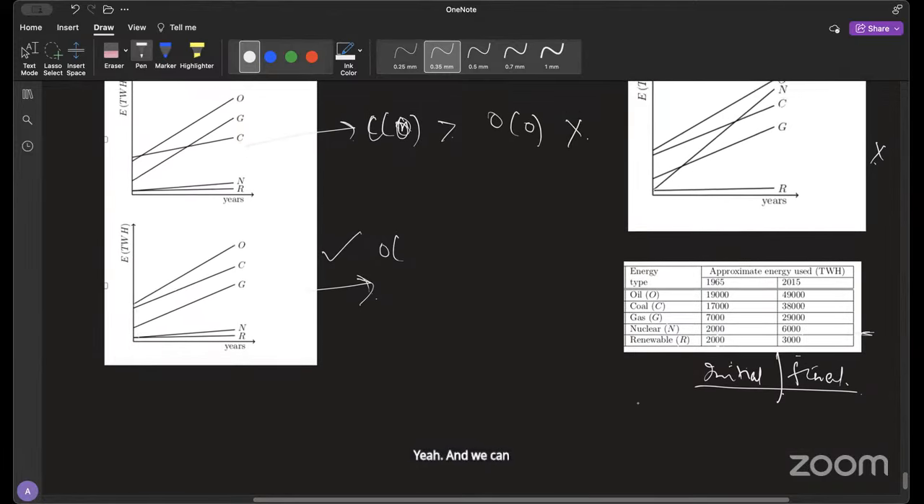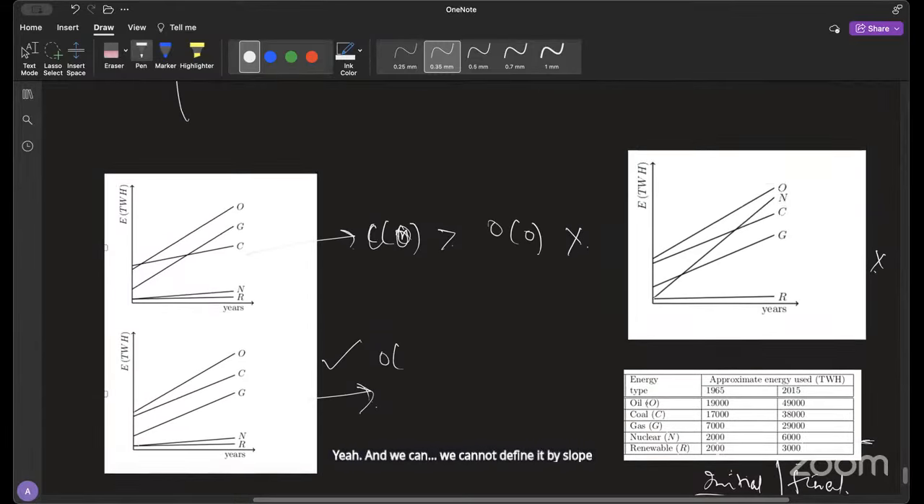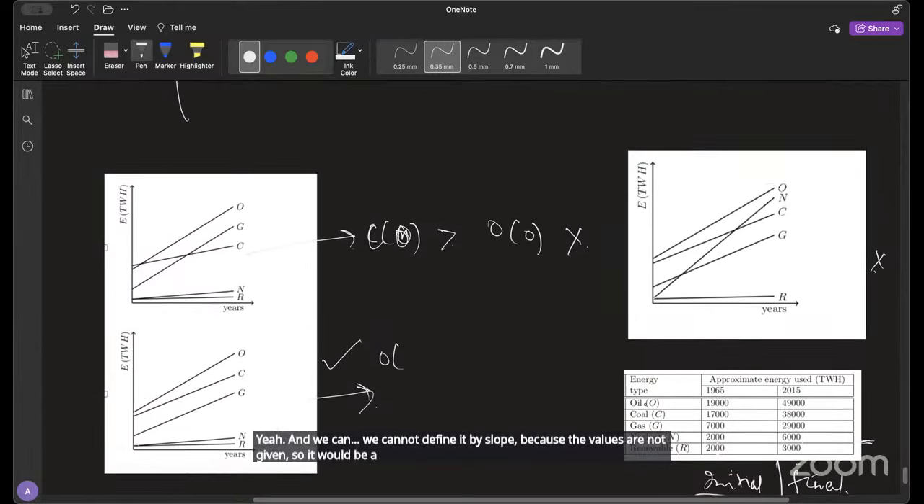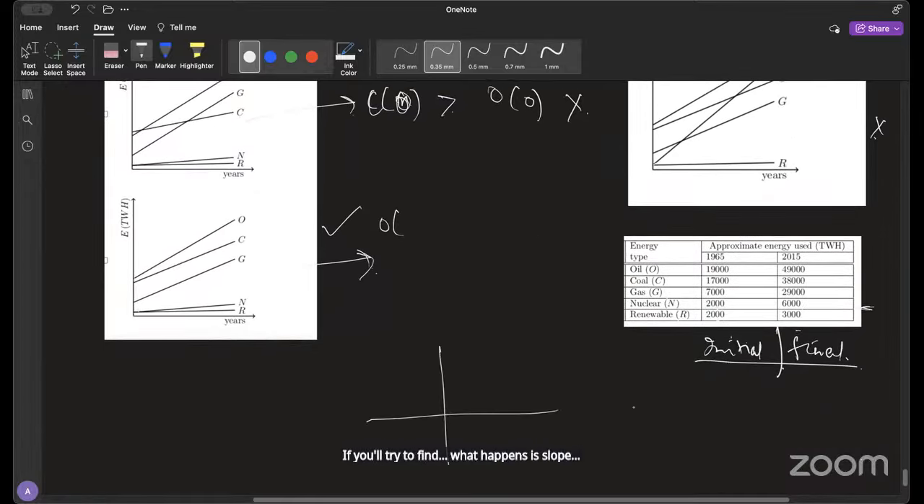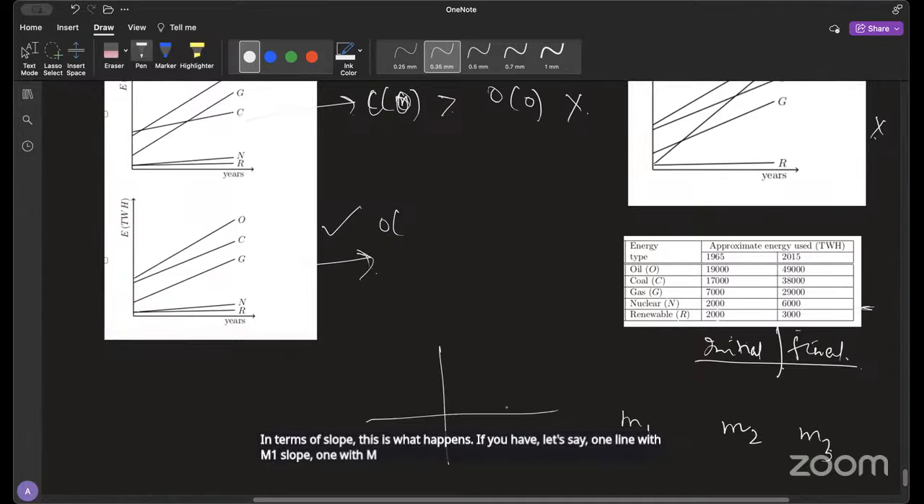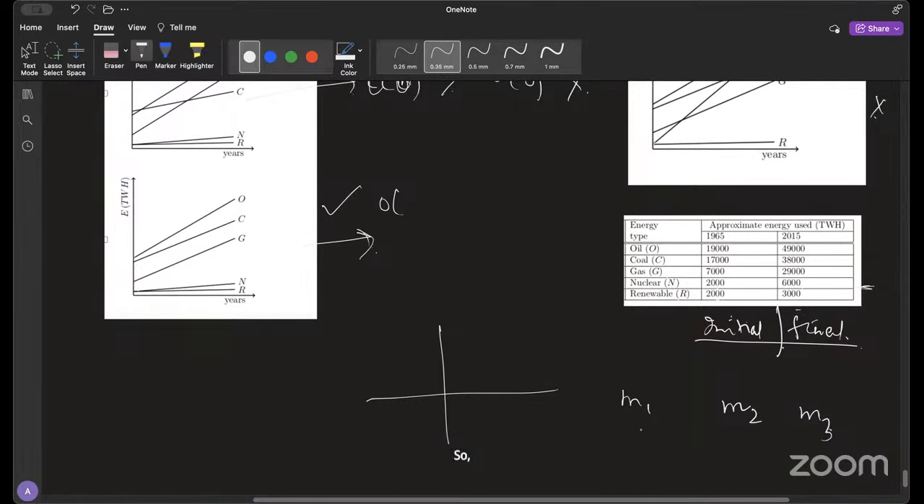And we cannot define it by slope because the values are not given, so it would be a little confusing. So we can only see through x and y values. In terms of slope, this is what happens. If you have, let's say, one line with slope M1, one with M2, and one with M3, the one with the greatest slope has the bigger angle with the x-axis.